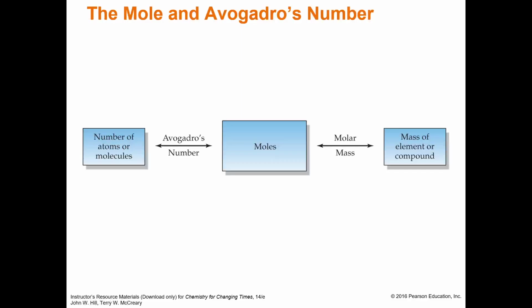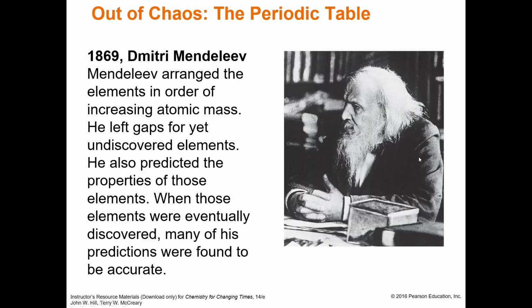Alright, so how do we use the mole and Avogadro's number together as concepts? So the number of atoms or molecules, using Avogadro's number, gives you moles. Now moles, if you use the molar mass, can actually give you the mass of something. So for example, if we have 1 mole of something, we know from the periodic table, for example, carbon would have 12 grams then.